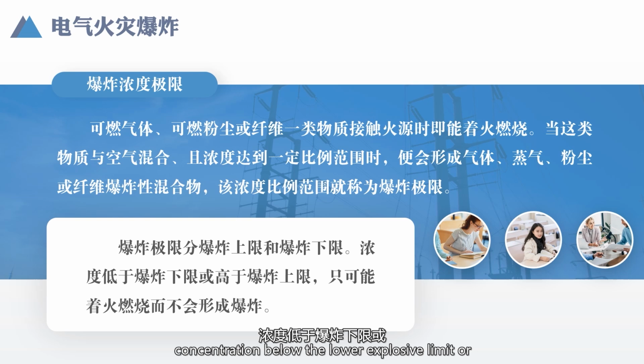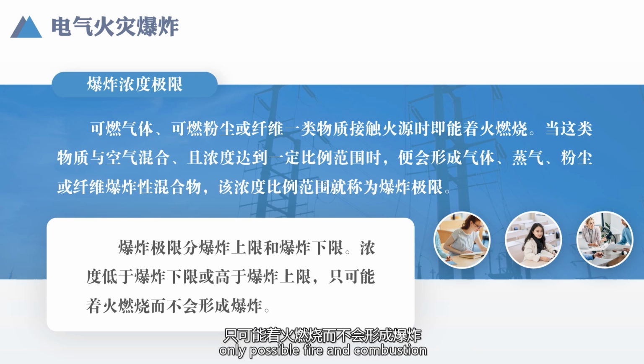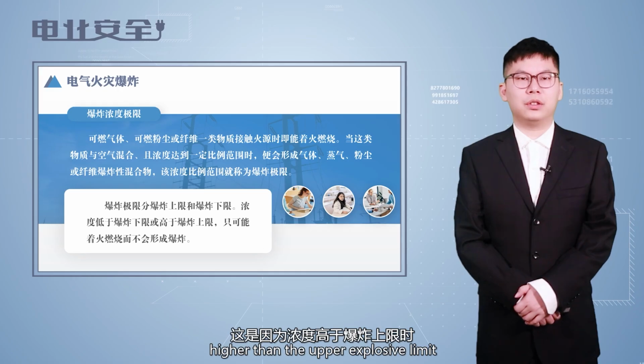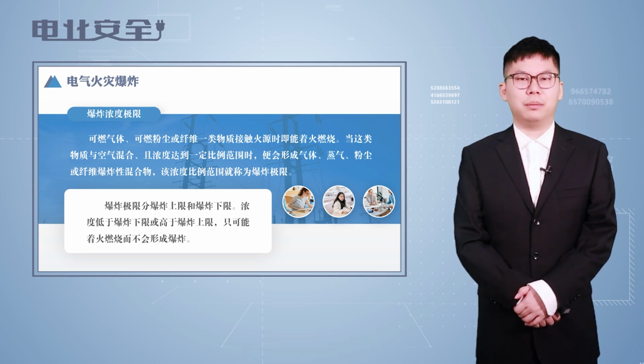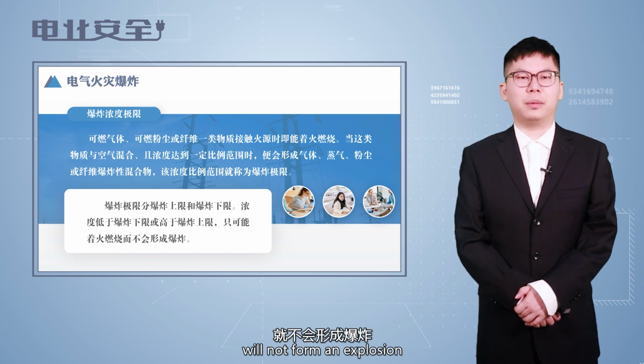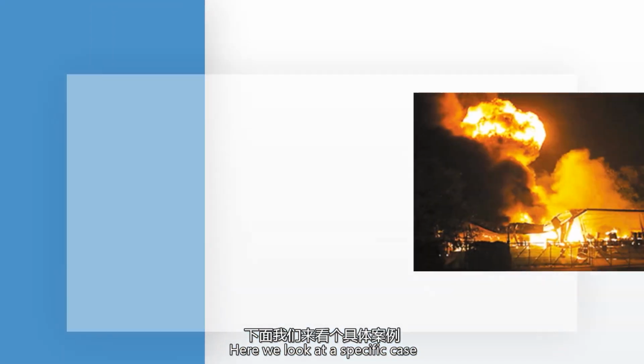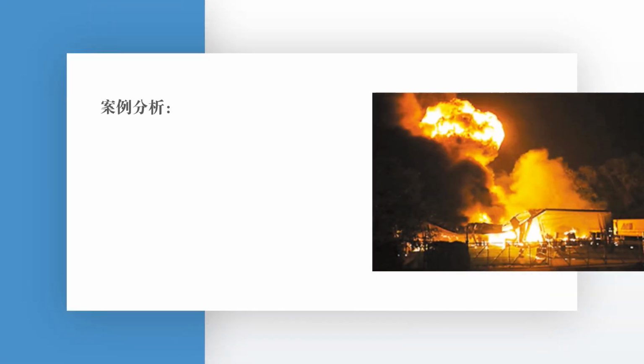At a concentration below the lower explosive limit or higher than the upper explosive limit, fire and combustion are only possible without forming an explosion. This is because when the concentration is higher than the upper explosive limit, air will be relatively reduced. Insufficient oxygen supply will not form an explosion. Here we look at a specific case.